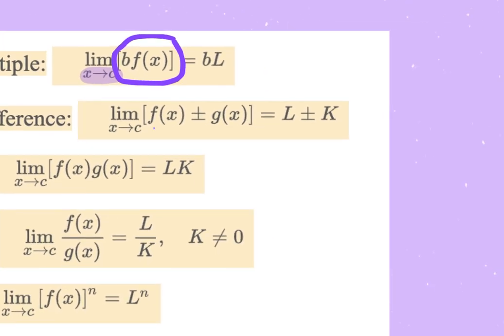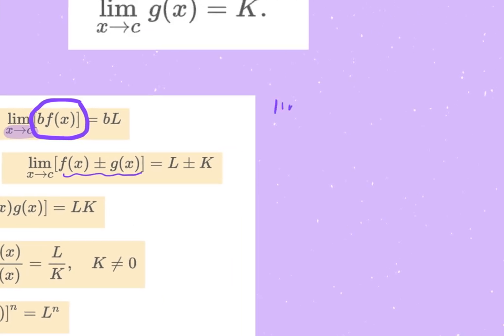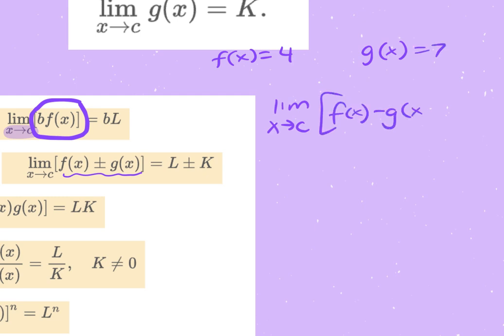If it asks you to find the limit of two functions added or subtracted from each other, then you literally take their two limits and you add them or subtract them depending on what it says. So if it said the limit as x approaches c, and up here I got f of x was 4 and g of x was 7, and I wanted f of x minus g of x. All I do is take the limit of f of x, which would be 4, and subtract from it the limit of g of x, which would have been 7. So you literally just replace those values and do as it says, pretty much.